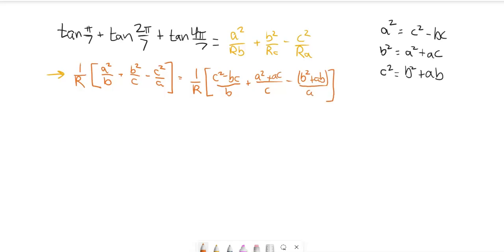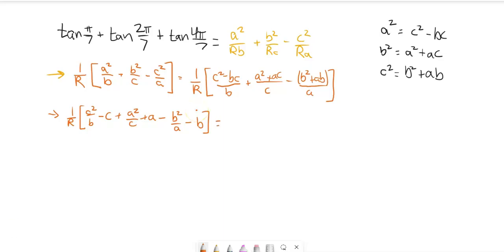And to save space and time, I'm just going to show the algebra here, and we'll show the cancellations. So c squared over b minus c, plus a squared over c plus a, minus b squared over a minus b, just like so there. Okay.